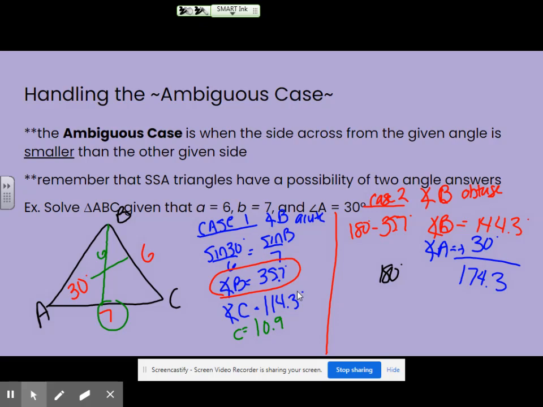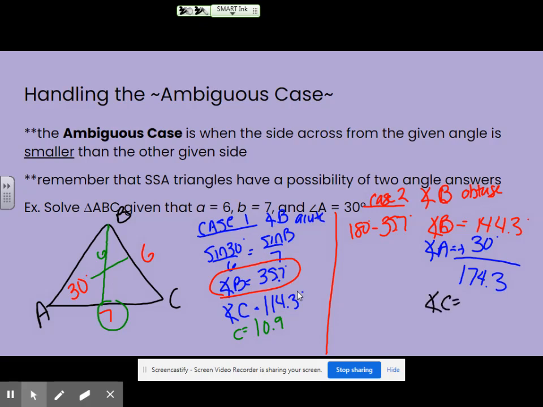Ignore it. It can't happen. But in this case, 174.3 is close to 180, but it's not quite there, which means that this is a valid triangle. We're going to have two solutions. So what do we do from here?